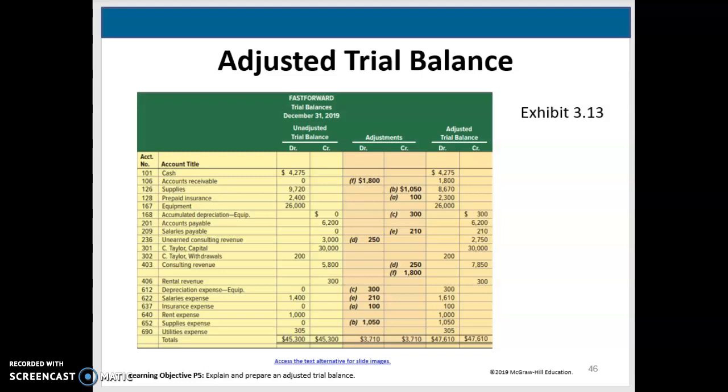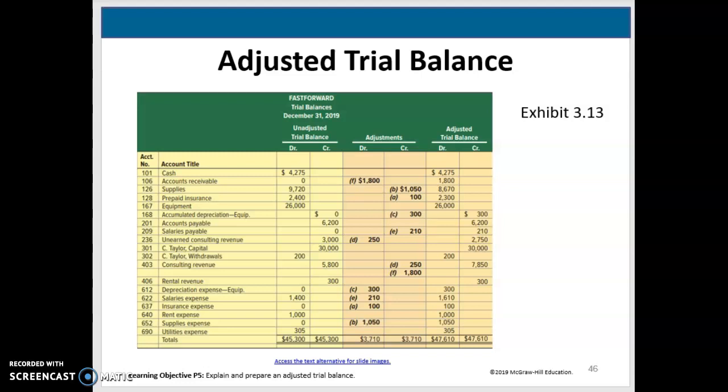So in cash, you can see that we didn't have any changes, right? We never adjust cash. So cash had a balance of $42.75 in the yellow unadjusted, no adjustment, so we bring that balance over. Accounts receivable have a debit balance of $0 in the unadjusted. We adjusted by debiting 1,800, and that means we have a new balance on the adjusted trial balance of 1,800.